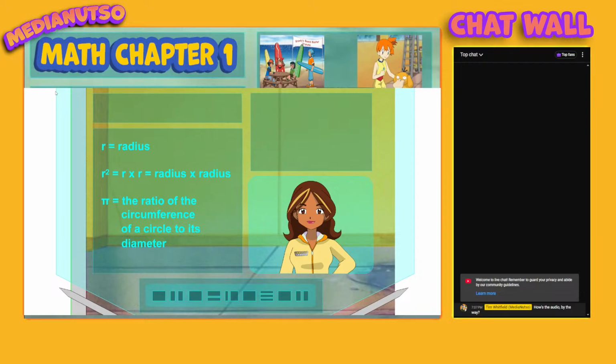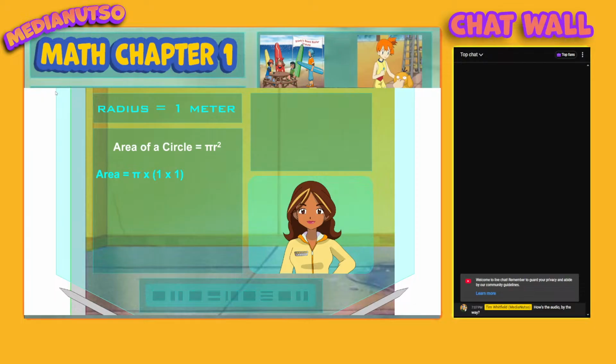Remember, the circumference of a circle is the measure all around the edge of the circle. And so pi is actually a number, 3.14. To find the area of the top of a circular tank, you would multiply pi by the radius squared. For this tank, we would multiply pi by 1 squared, since the radius is 1 meter.